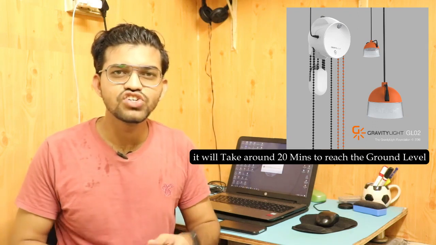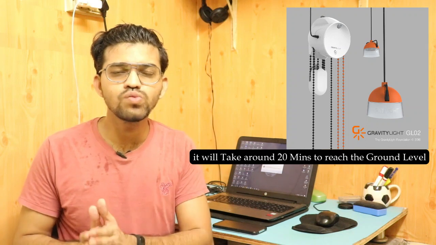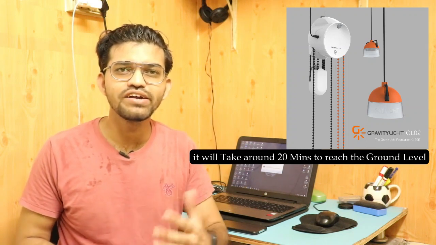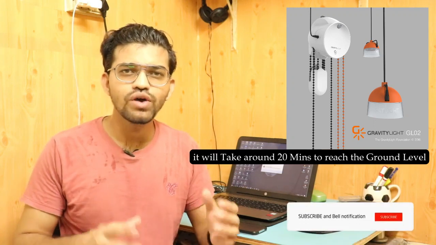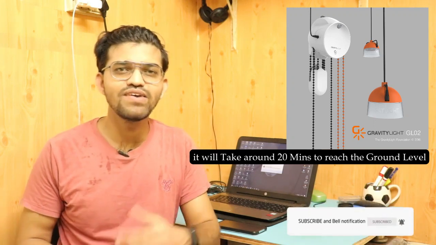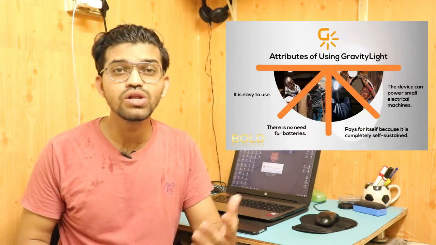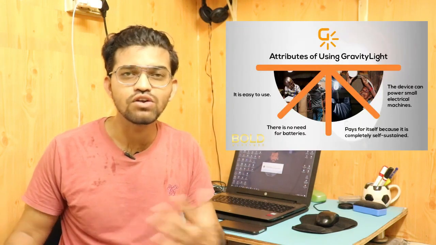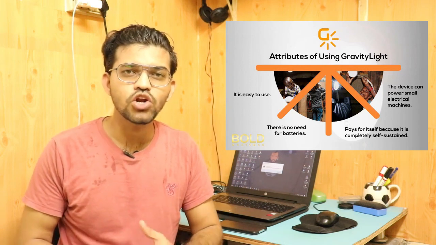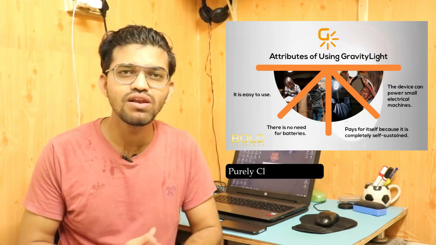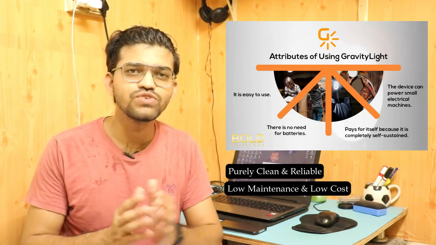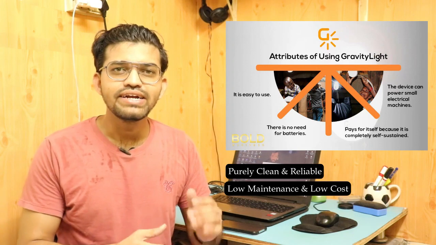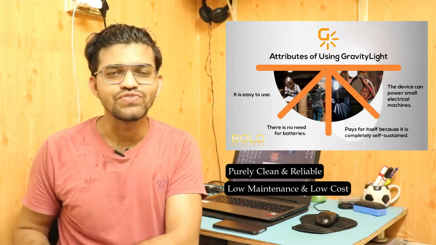The gravity light, such as the GL02 model, is a clean alternative to the kerosene lamps, and it has a higher amount of efficiency. The added advantage over here is that no external electricity is consumed, and no external fuel is required as in the case of kerosene lamps. So this technology is purely clean and reliable. It has low maintenance and low cost. The installation is very easy, and it has less operating cost as well.